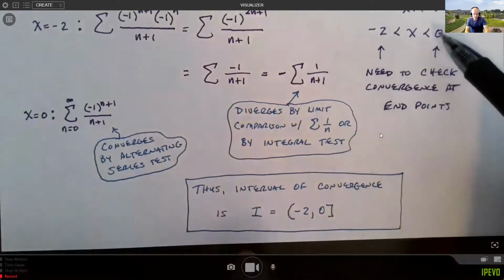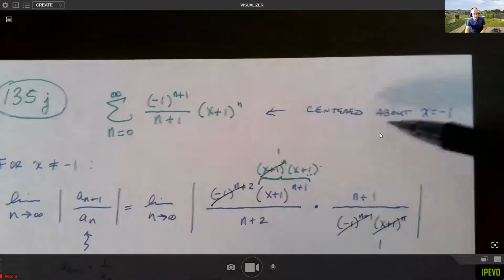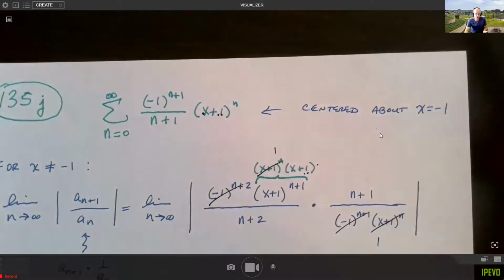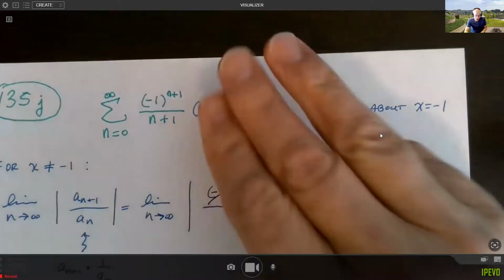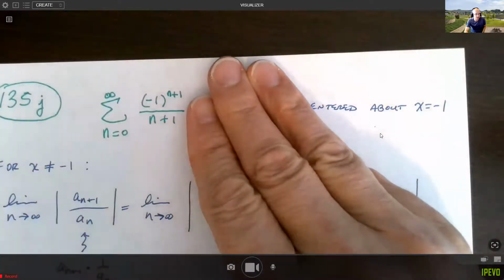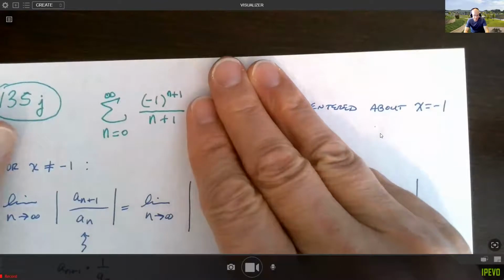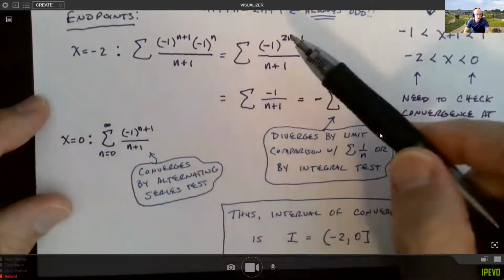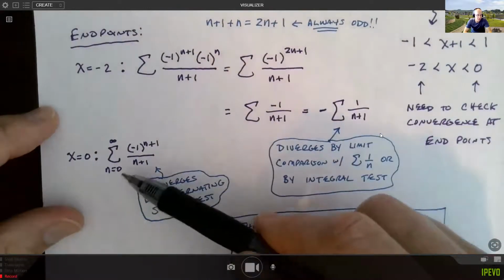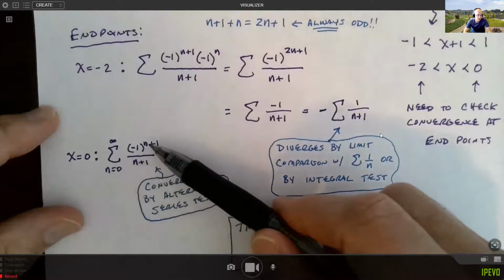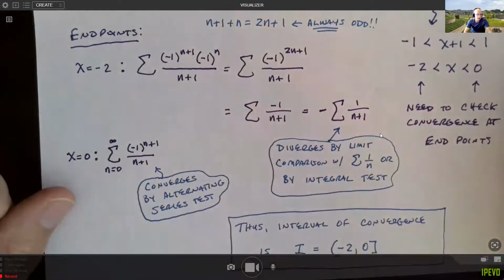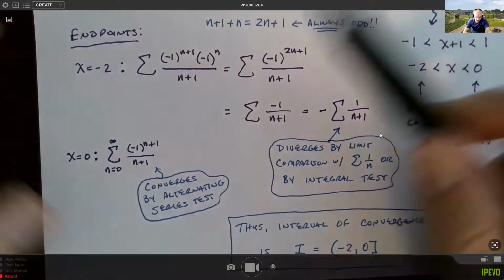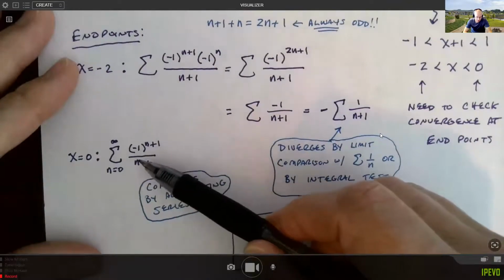What about at 0? Well, if I plug in 0, let's go back up to the formula here. 0 plus 1 is 1. I get 1 to the nth power, which is always 1. So it's just 1 times this. So I just get this power series when I plug in x equals 0. And if you look at that, then that indeed, -1 to the n plus 1, as opposed to -1 to the 2n plus 1, will indeed alternate between positive and negative, because n plus 1 is going to be, n equals 0, it's 1, n equals 1, it's 2, and then 3 and 4. So this is bouncing back and forth between +1 and -1.